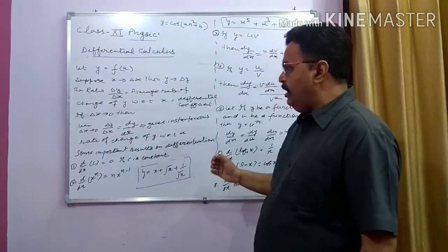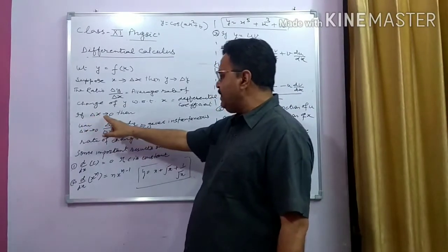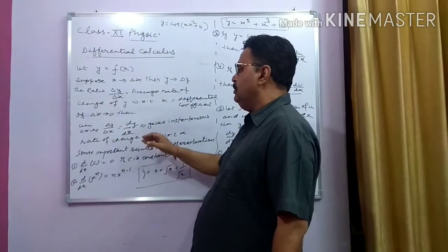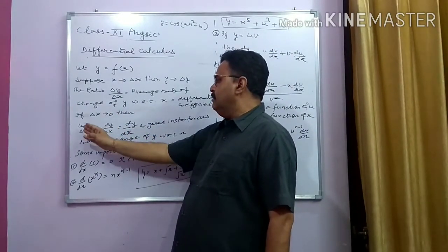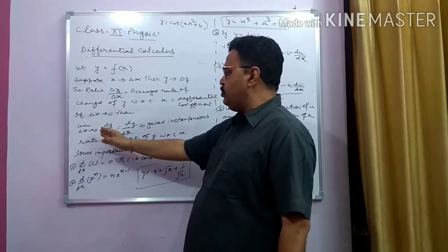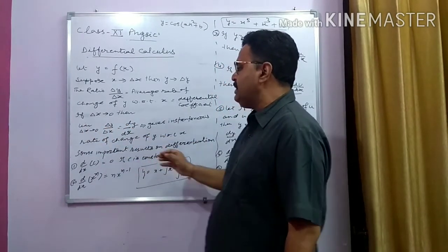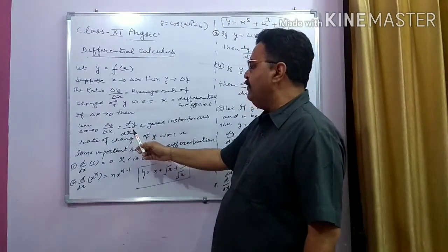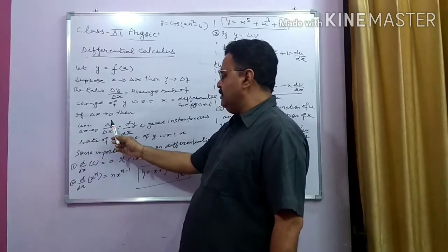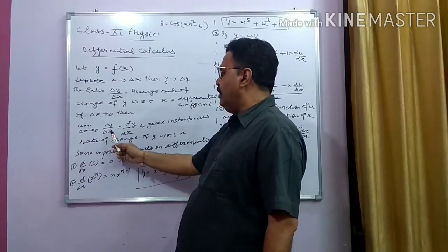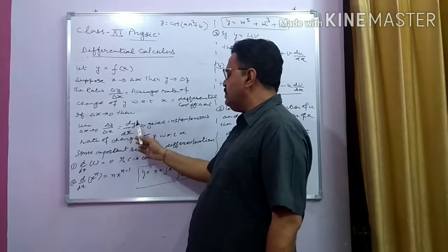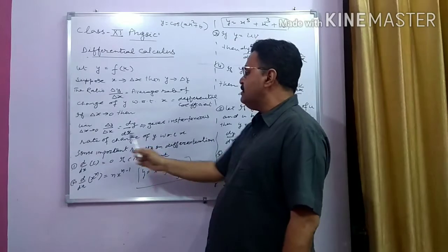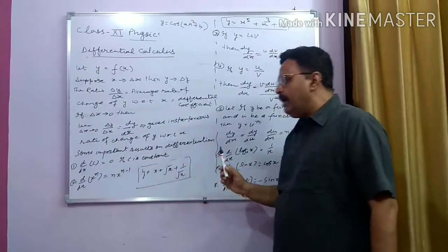Now if del x approaches 0, meaning the value of del x approaches 0, then we can write, by taking the limit as del x approaches 0, del y upon del x equal to dy upon dx. It means we have now changed the change in y with respect to x to an infinitely small value, that is dy upon dx. This gives the instantaneous rate of change of y with respect to x.